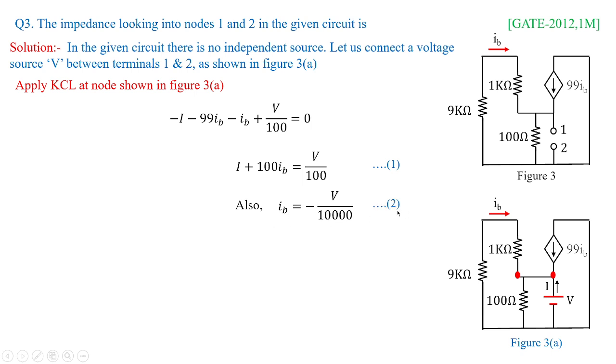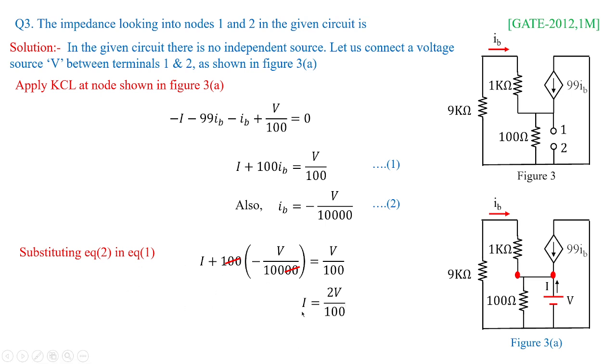Frame this equation as 2, and substitute this equation into equation 1. So you have I plus 100 IB, replaced by minus V by 10,000, equal to V by 100. Now simplify these two zeros and you will have I minus V by 100 equal to V by 100. In fact, I equal to 2V by 100. In fact, V by I, that is nothing but equal to R, which is equal to 50 ohms.